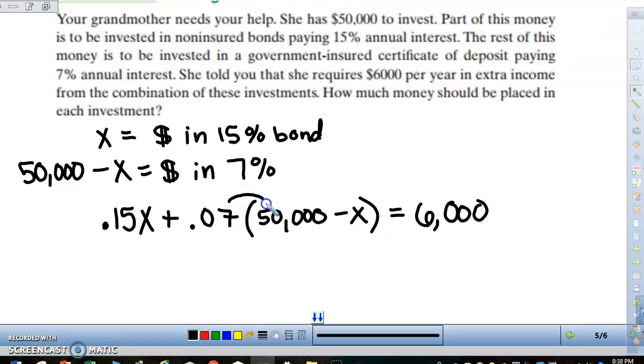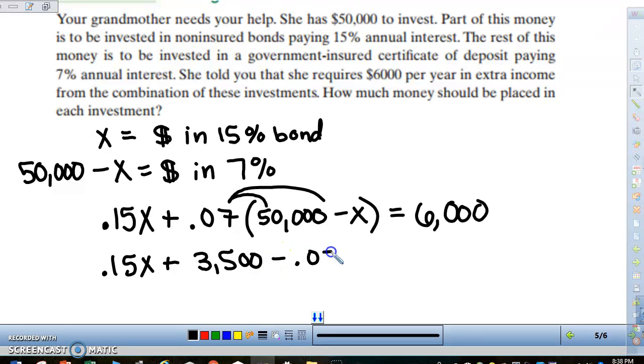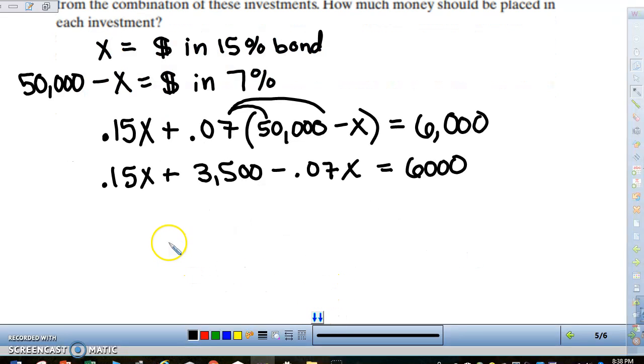All right, so we've got our equation set up, which again is sometimes the hardest part. We'll go ahead and continue our steps of solving. So let's distribute. So this is going to be 3,500 minus 0.07x. And if we keep going from there, let's think about subtracting 3,500 from both sides. That's going to give us 2,500 on the right.